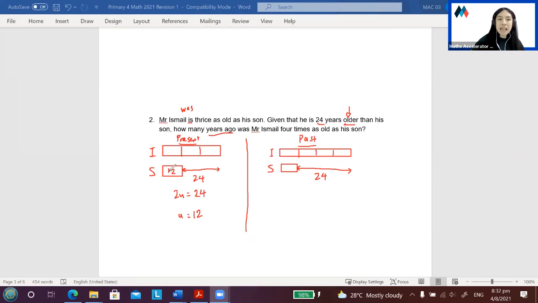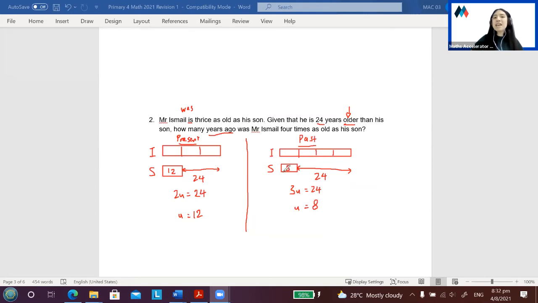Remember, this is how old the son is currently, how old he is in the present. In the past, the son would have been younger, so the unit would be different. Yes, Isha, very good. So here, instead of 2 units equals 24, it is 3 units equals 24. Yeah, Mabel. So 1 unit is 24 divided by 3, which is 8. So 1 unit is 8.